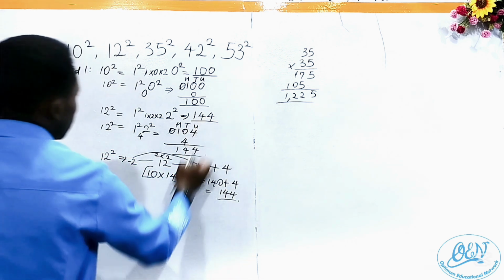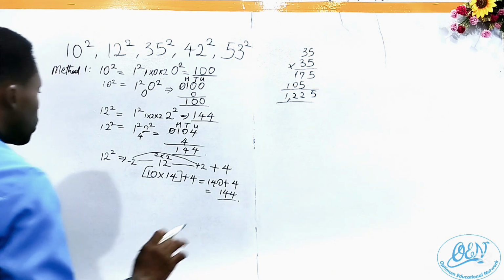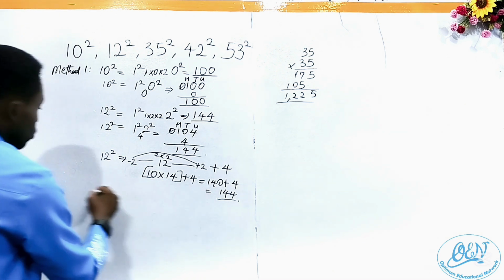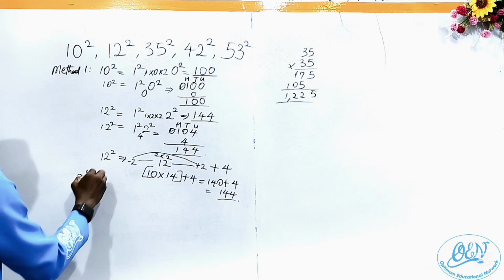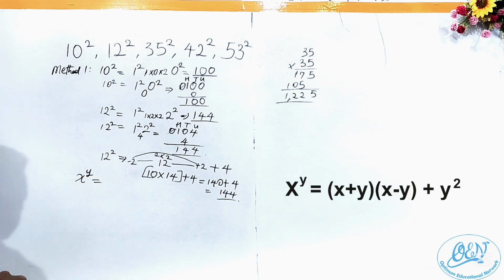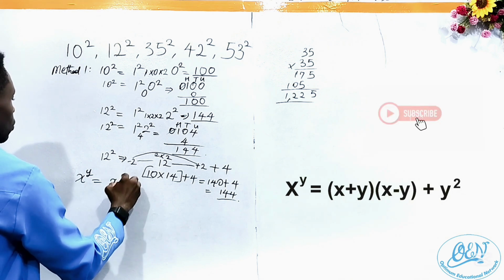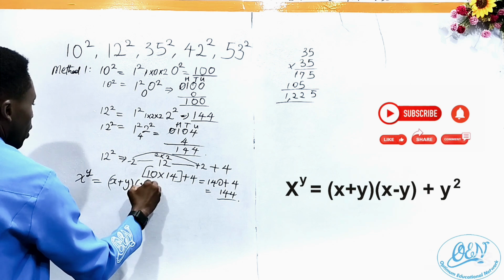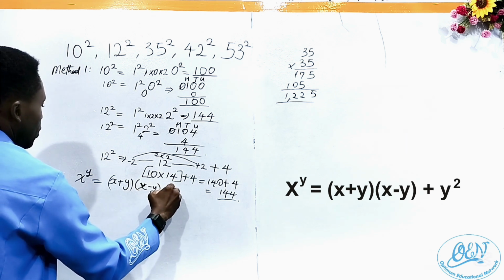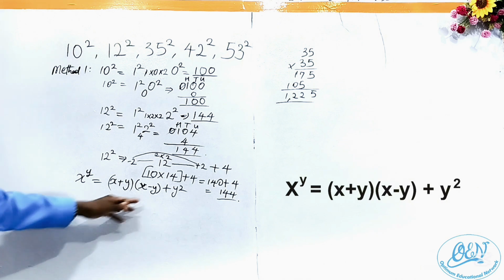So I have it here, we have it here, we also have it here. Now in this method, I did not do anything special. What I simply did is, if you have something like x squared, expanding this, you're going to have x plus y times x minus y plus y squared. That's a simple thing I just did here.